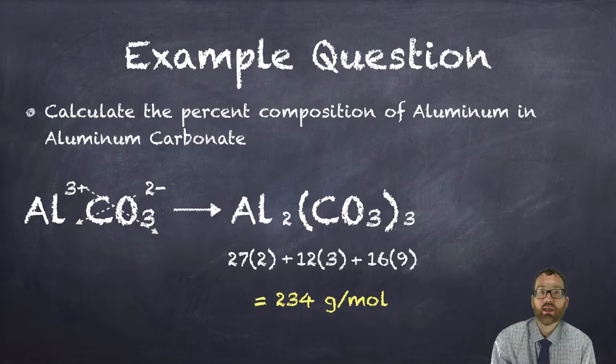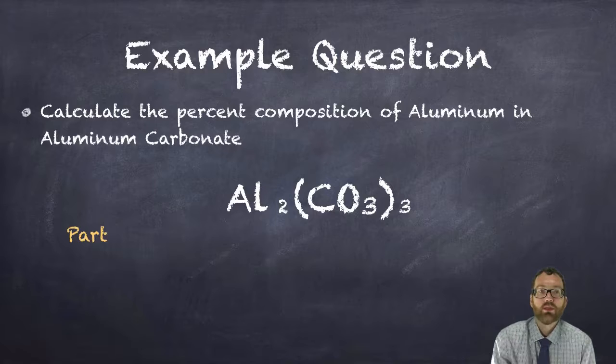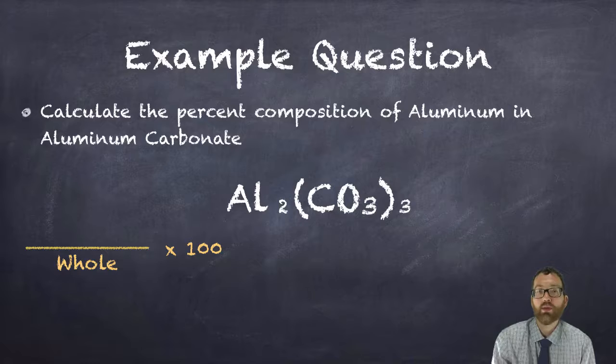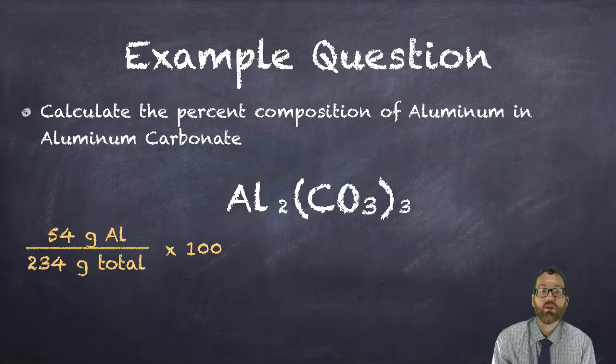Now I want to find the percent composition of aluminum in this compound. I found the whole thing weighs 234 grams. Now I want to find just aluminum, so that would be the 27 times 2 here. The formula for the percent composition is part over whole. The part that I'm looking for is aluminum. That's 27 times 2, or 54 grams of aluminum. I want to divide that by the whole mass, which we just found to be 234 grams. So 54 grams divided by 234 grams times 100 is 23.1% aluminum.